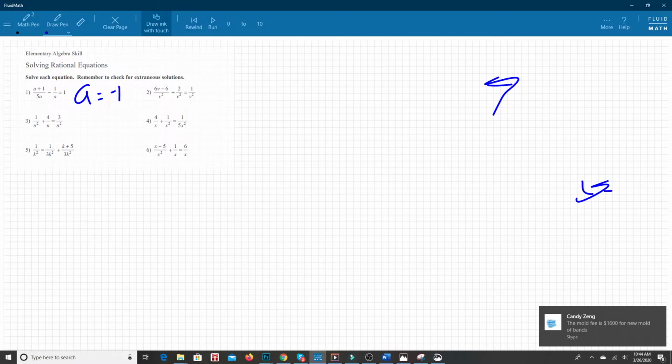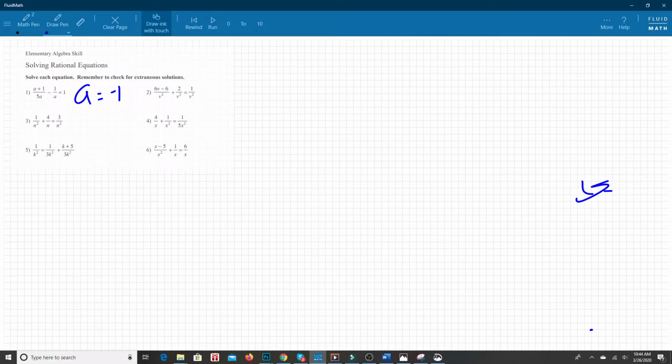Okay. Everybody clear? I'm going to go on to problem 2. So, since I have the same denominator, I'm just going to worry about my numerators. So I have 6v minus 6 plus 2 equaling 1. All right, everyone follows that?